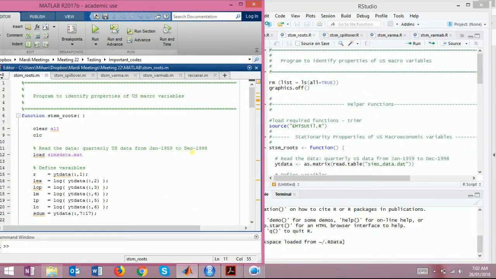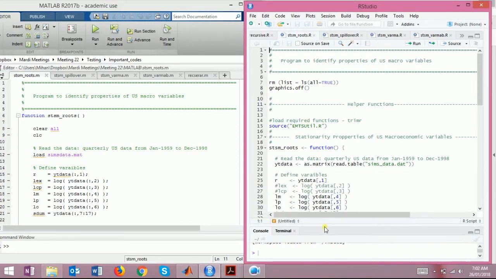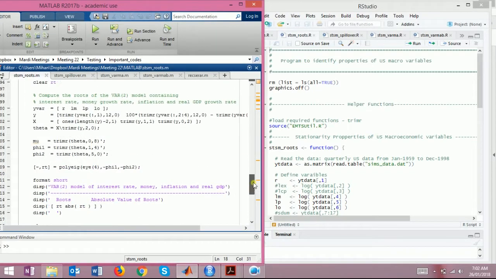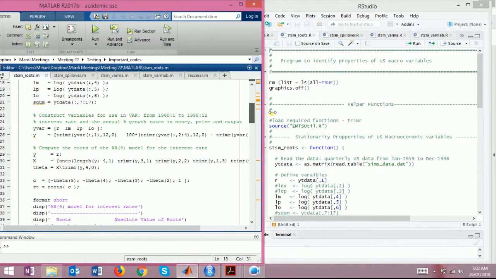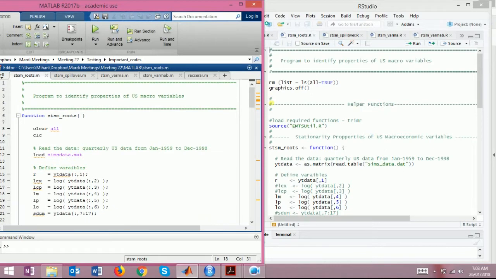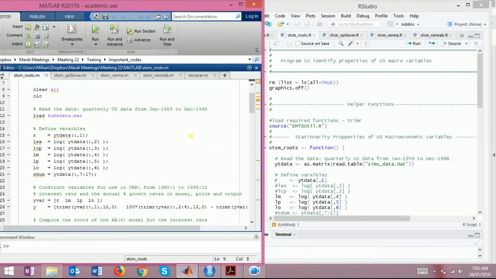STSM roots. As long as we know the basic principle, always look for a local function. No local function is even much easier than we think. So we're going to load our function, define the variables, and then create a dummy variable, as there are dummy variables in our Excel file. We stored them in 7 to 17.